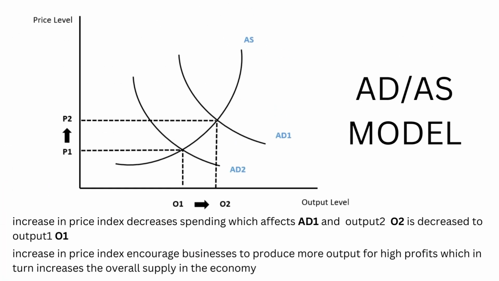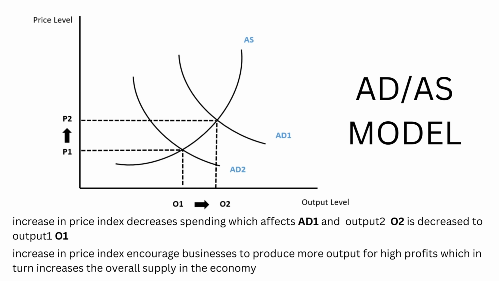To illustrate this concept, let's take a look at the following graph. In this graph, the horizontal axis represents the overall level of output or GDP, while the vertical axis represents the price level. The aggregate demand curve is downward sloping, indicating that as the price level increases, the overall level of spending decreases. The aggregate supply curve is upward sloping, indicating that as the price level increases, firms are willing to produce more output.